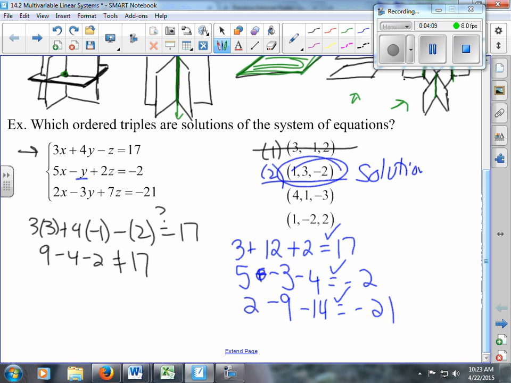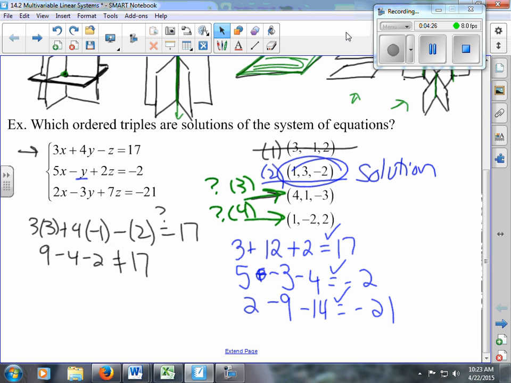Okay, you've got 2 more points. I want you to try these next 2 points and let me know if these are solutions. So this is for you to do. Number 3, is point 3 a solution, and is point 4 a solution? You need to plug them in and check.